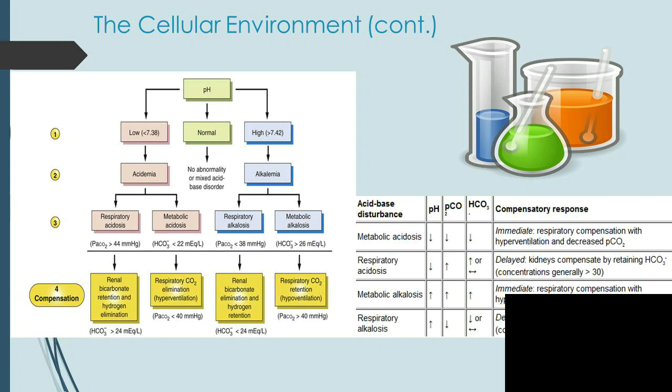With a high pH, we're looking at alkalemia, respiratory alkalosis, a PCO2 of less than 35, and a metabolic alkalosis is a bicarb greater than 26. And there are some examples of what can cause those.